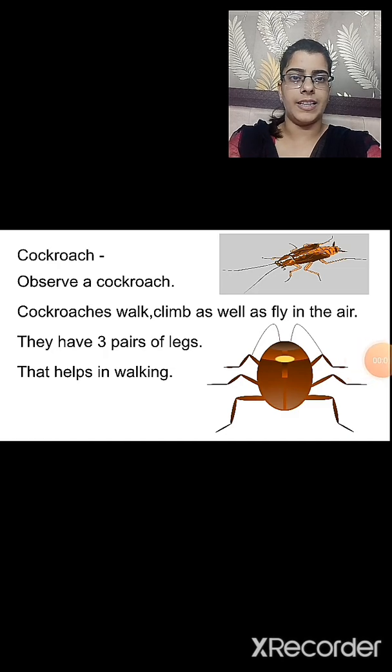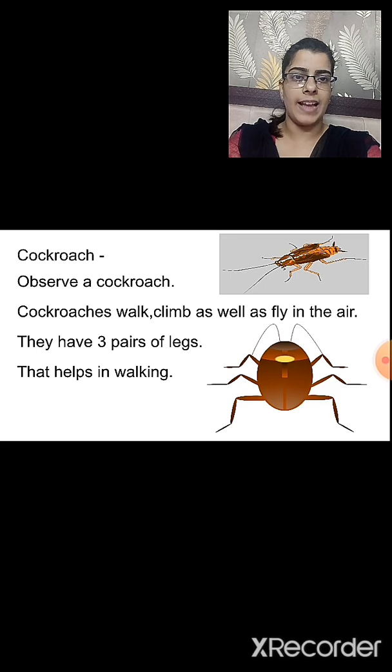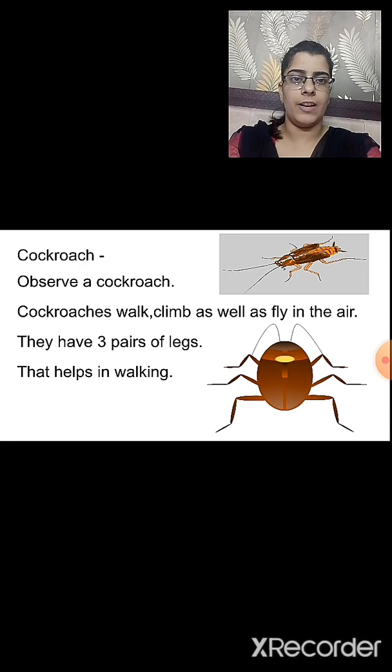Next we will study the movement of a cockroach. How does the cockroach move? You might have seen the cockroach. Cockroaches can walk, climb and also fly in the air. They have 3 pairs of legs. In the image you can see the 3 pairs of legs that help the cockroaches in walking.